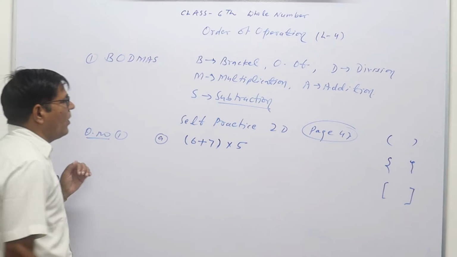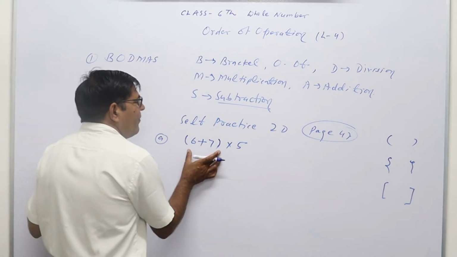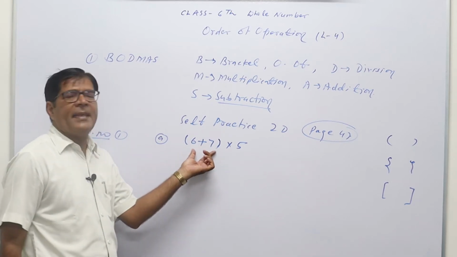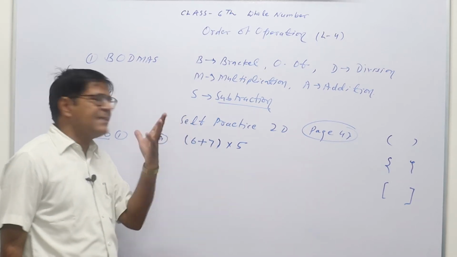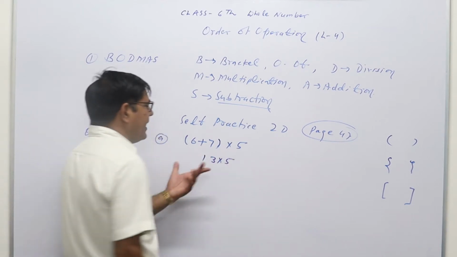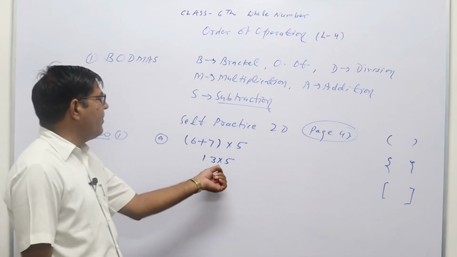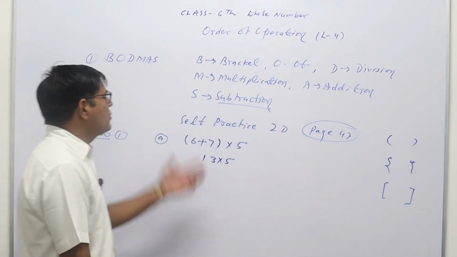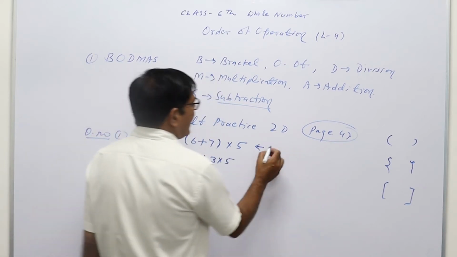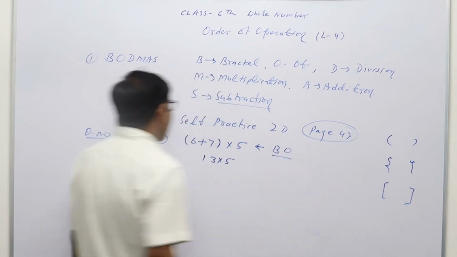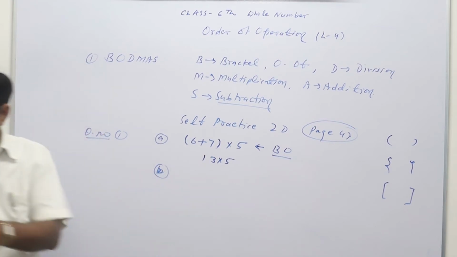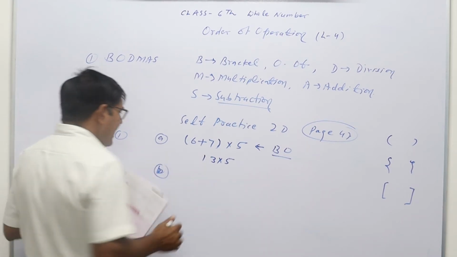So first of all, this bracket will be finished. How will we finish this bracket? 6 plus 7 in the bracket is 13. So 13 into 5. Now the bracket is off. Now next only one operation is there, multiplication. So which type of operation did we do in this? Bracket off. This is the first operation. Now you can multiply.